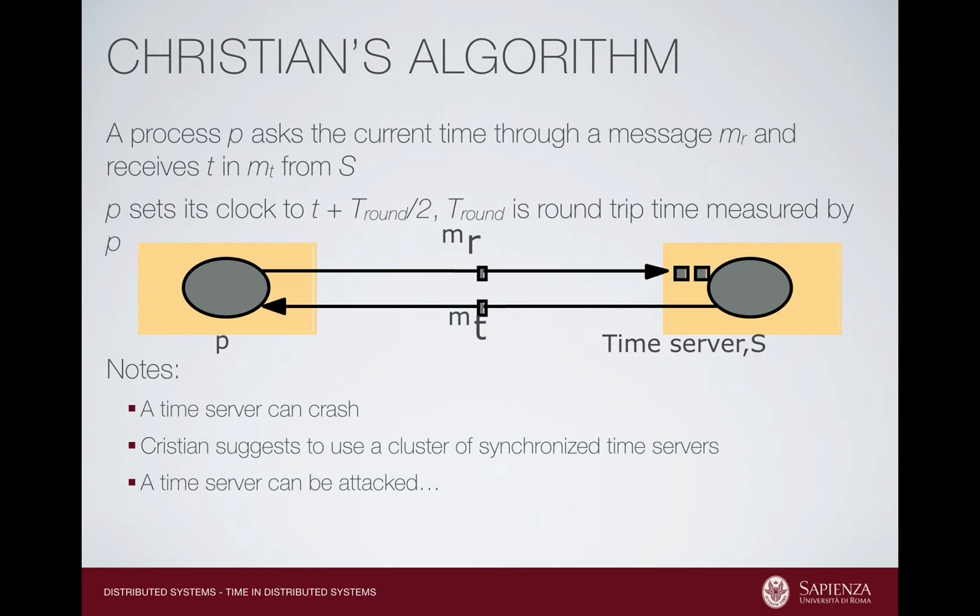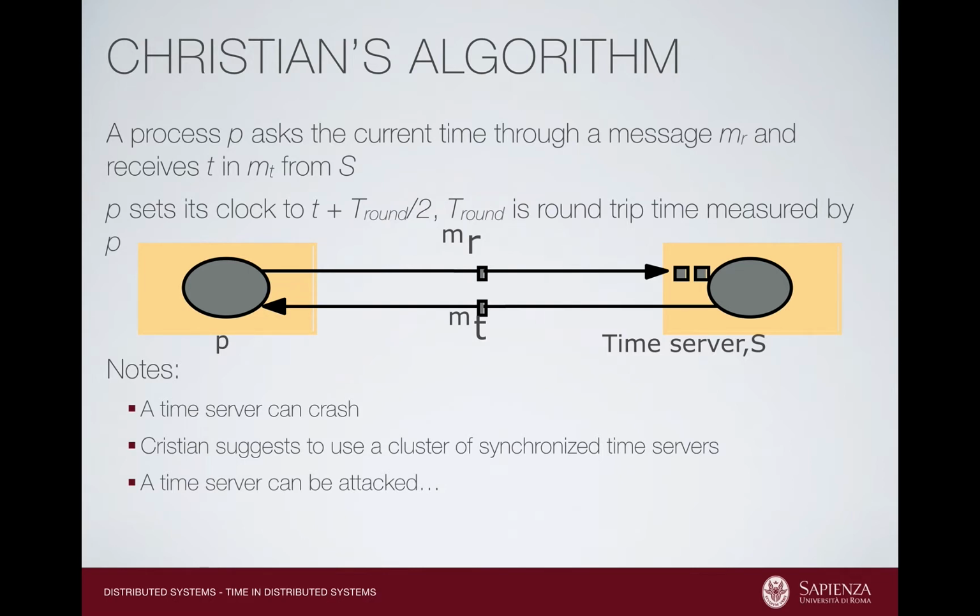The problems with this algorithm are several. First of all, there is a problem on the accuracy of this correction. So there are a lot of cases in which taking round trip time over 2 just does not work, and we will see what the problem is now and what the bounds on the accuracy of such a thing are.